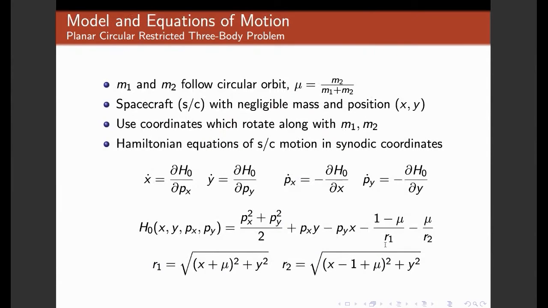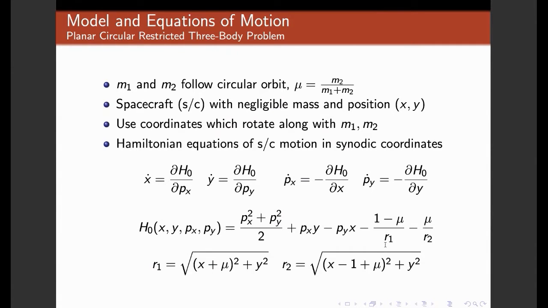So now the basic model a lot of people use is the planar circular restricted three-body problem. In this, you have two large masses, M1 and M2. They go in a circle around each other, and then you have a spacecraft moving under their gravitational influence. Normally, we use rotating coordinates so that M1 and M2 are always on the x-axis. And the equations of motion here are Hamiltonian. x, y, and their momenta, px, py, follow the typical Hamilton's equations of motion.